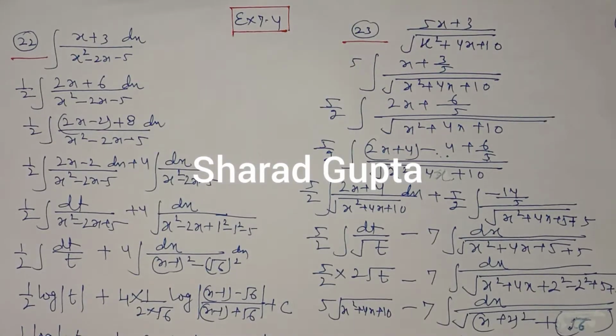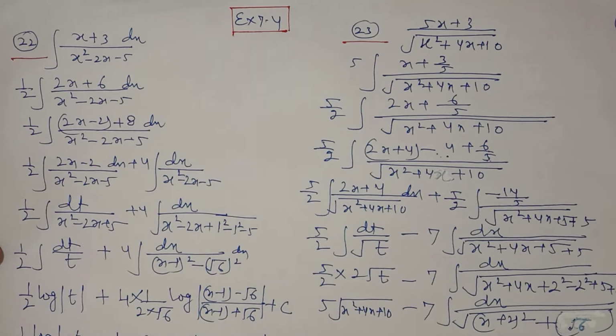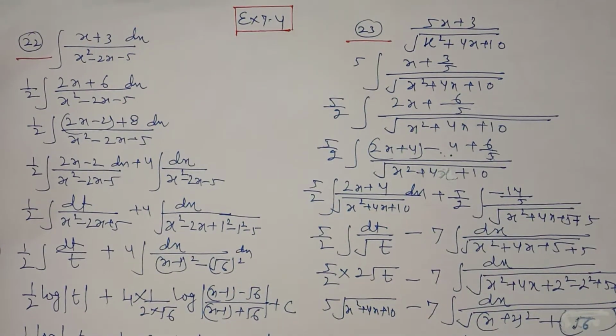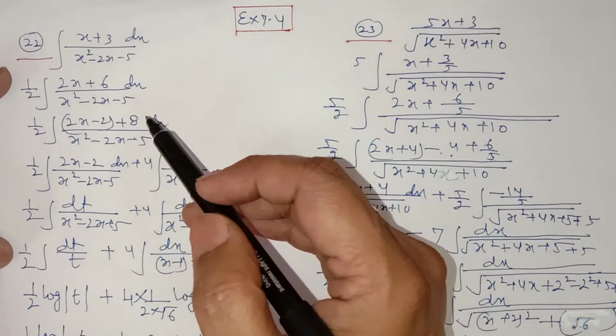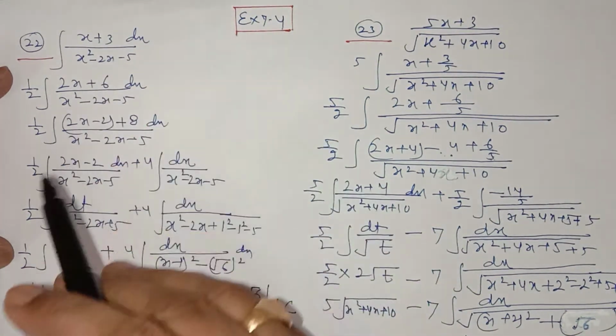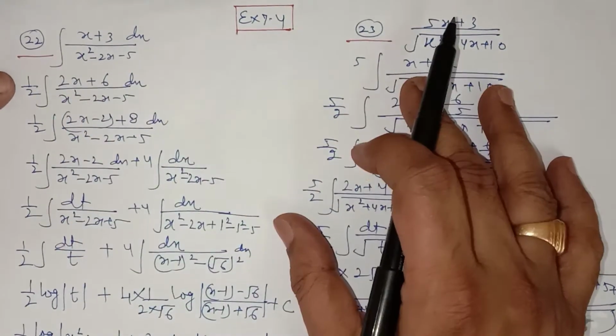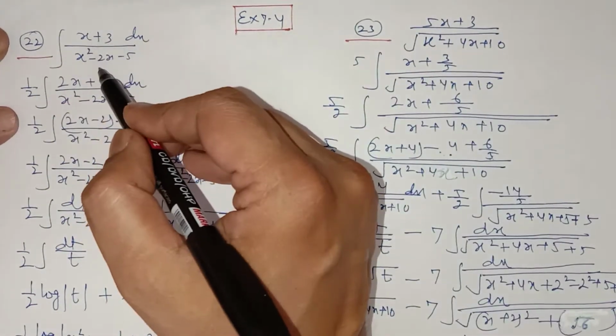This is lecture number 9 for the chapter Integration, and in the last lecture we were discussing the 7.4 exercise, which is based on the special integrals, where we integrated by making the perfect square of the quadratic polynomial, or linear upon quadratic type questions. Same type of question we will discuss again in question number 22 of the 7.4 exercise.